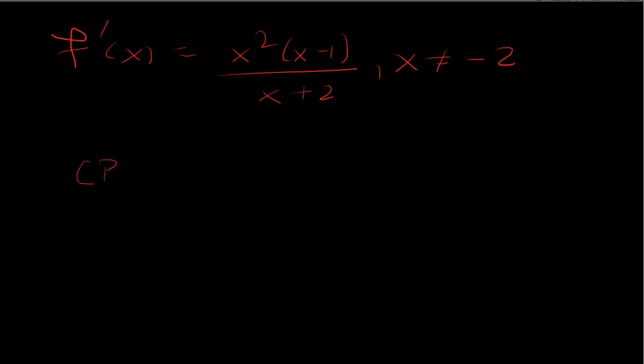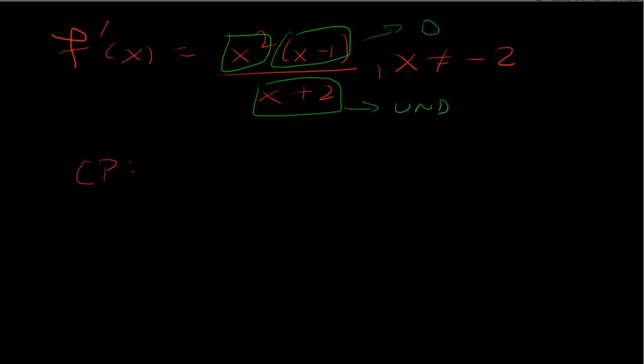So in order to find the critical points, we have to set everything equal to 0, so each factor equal to 0. The top is the 0 part, the bottom is the undefined. Remember, the critical points are not only when the derivative is 0, but also when it's undefined. Okay, so we get x equals 0, 1, and negative 2.